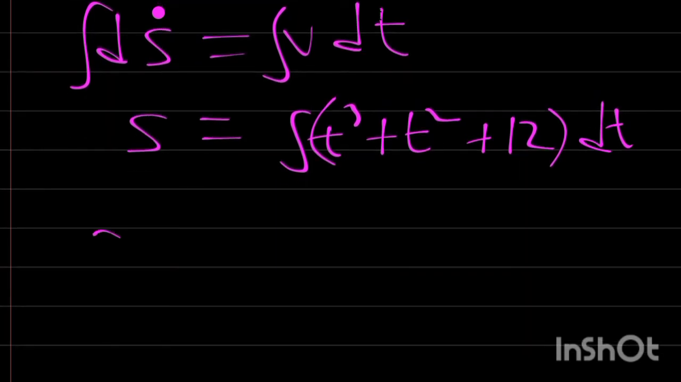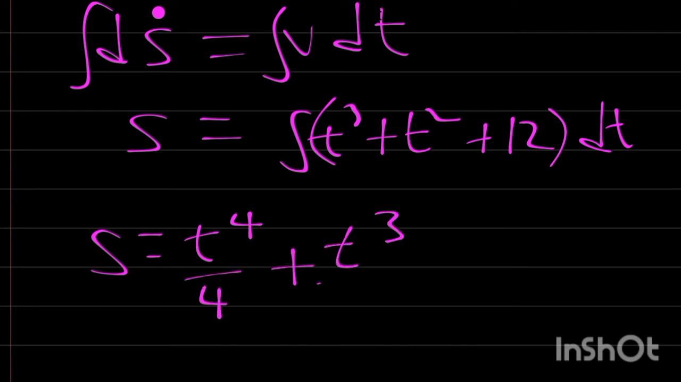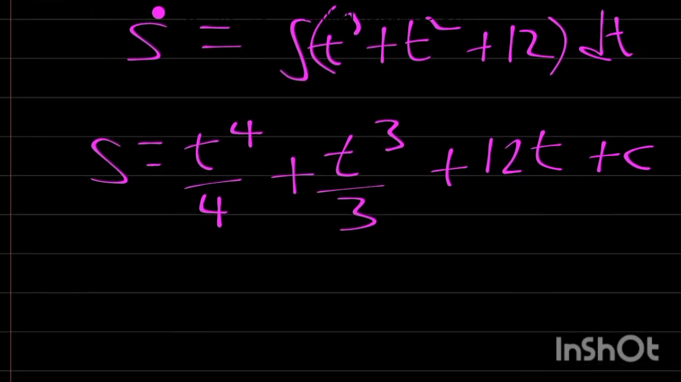Now we are going to integrate that. s is equal to increase the power of your variable and divide by the new power. So we are going to have t raised to power of 4 over 4 plus t raised to power of 3 over 3. Then plus the power of t here is 0, so increase it and divide it by the new power. So I'm going to have 12t. Then plus C. Always plus C anytime you integrate.